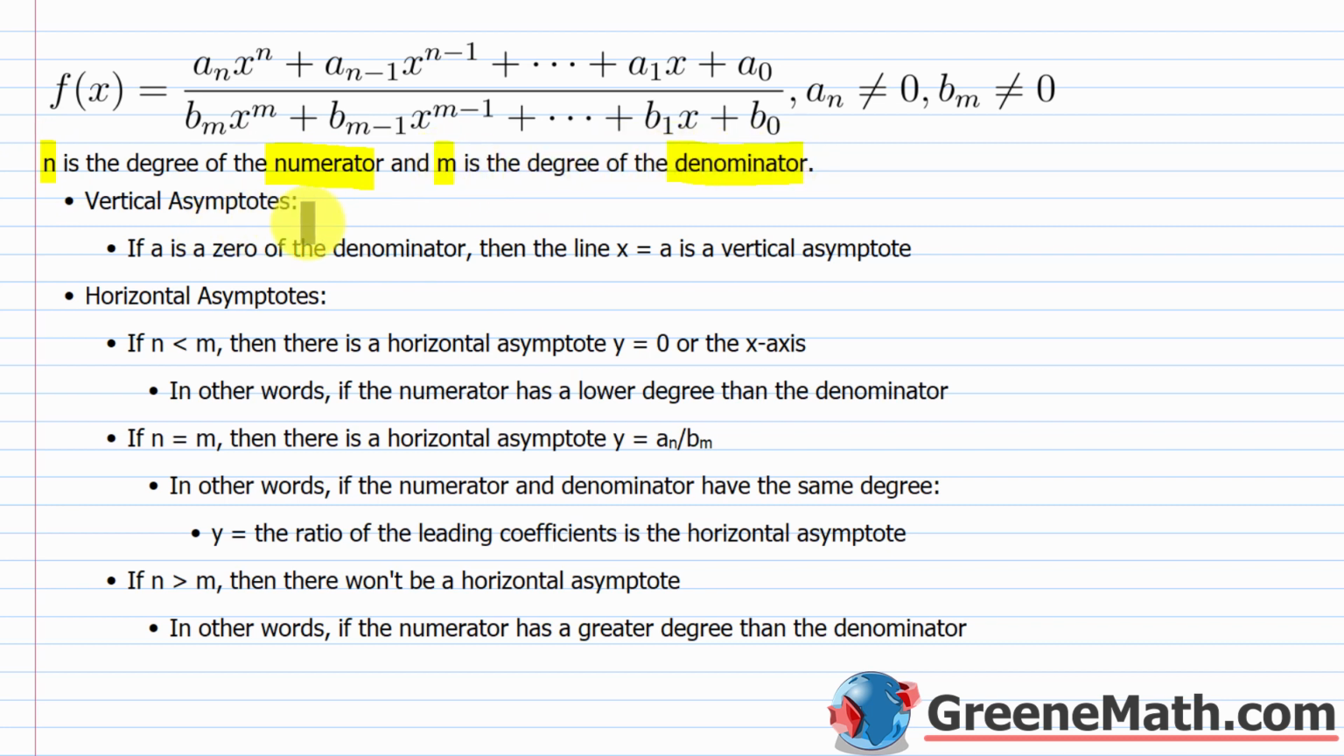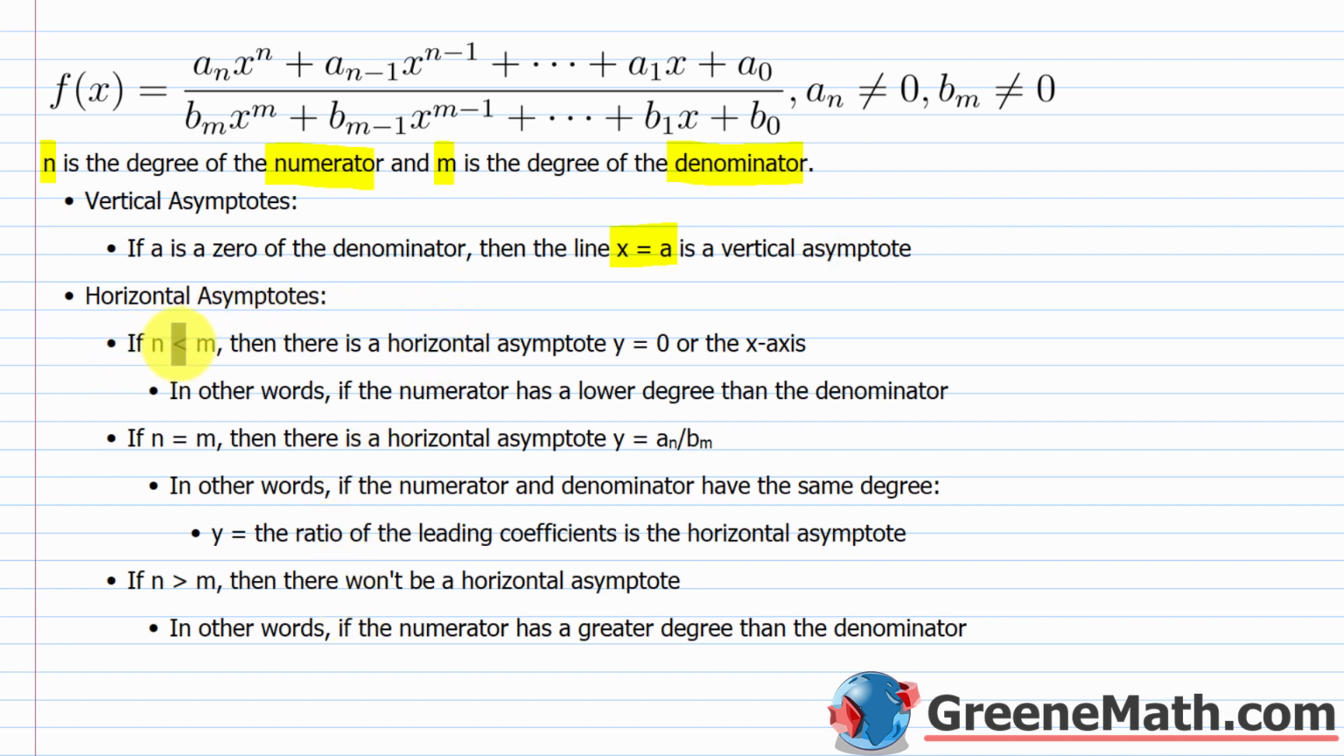So for the vertical asymptotes, again, if a is a 0 of the denominator, then the line x equals a is a vertical asymptote. So that's very straightforward. Take your denominator, set it equal to 0, and solve. That's how you're going to find your vertical asymptotes. Then for horizontal asymptotes, you have these 3 different situations.